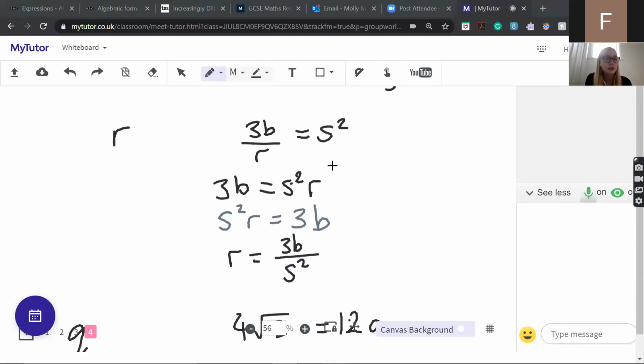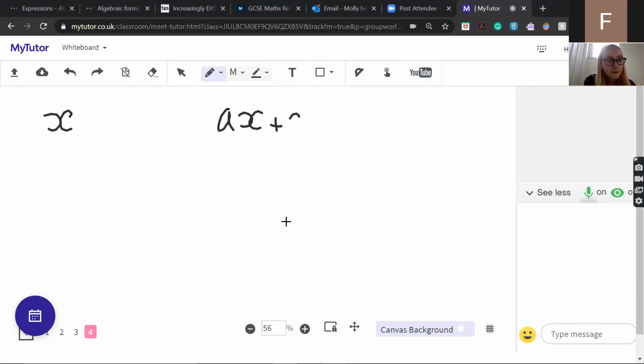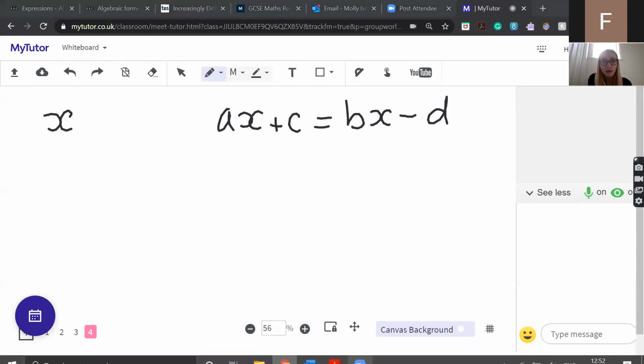Now we're going to do some slightly more advanced ones. I'm going to put one on here and give you 30 seconds or so to see if you come up with any ideas about how we can do it. We want to make x the subject of ax plus c equals bx minus d. So I'll give you 30 seconds. Feel free to whack it in the chat.